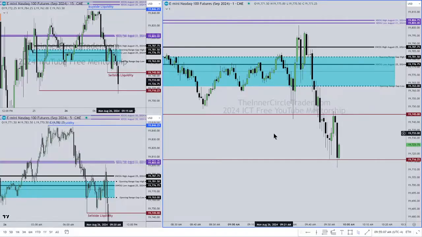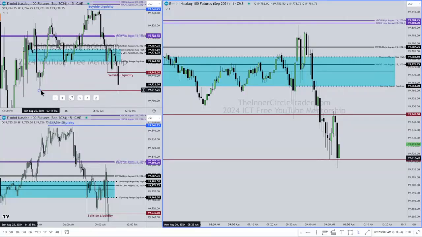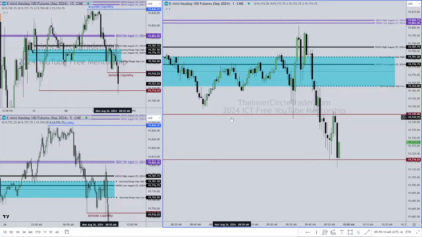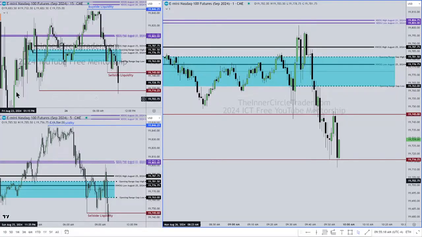We just swept that low here on the 15-minute time frame. And we traded inside of an old buy side of balance, no sign of deficiency, which is right here.